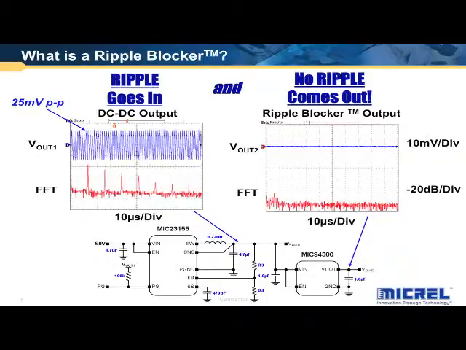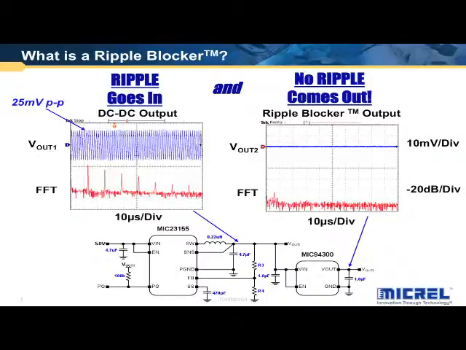Up here on the plot on the left, you can see 25 millivolts peak-to-peak ripple coming out of the DC-DC. It's not normally that high, but for the demo board it's running discontinuous mode, so the ripple is quite high in this particular configuration. You can see the spectral content here. It's producing spurs over a broad range of frequencies. I think this is up to 5 megahertz here. On the right, you can see what the ripple blocker does.